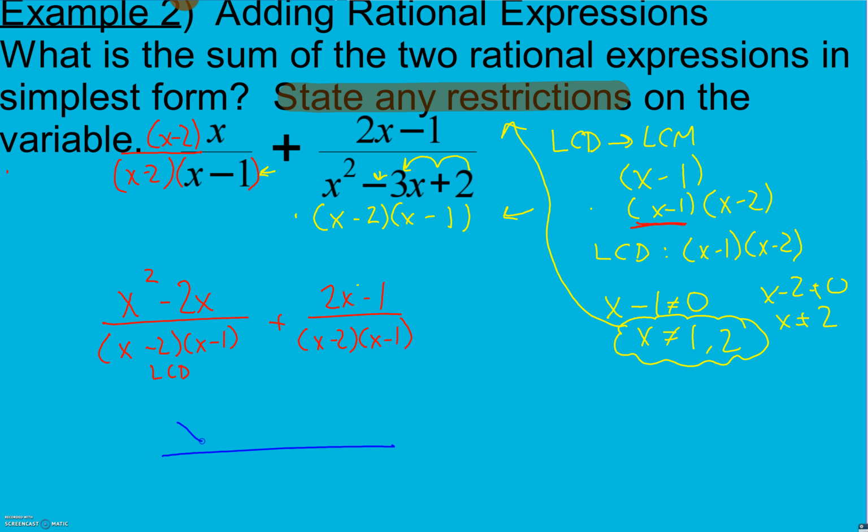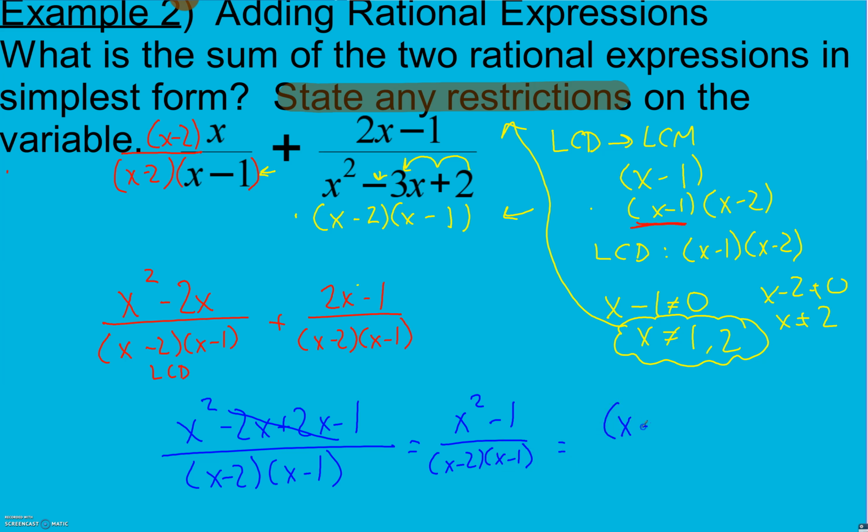Once I have a common denominator, I can add my numerators and write it over my common denominator. Again, we want this in simplest form, so go ahead and simplify your numerator. Negative 2 plus 2 is 0. And simplify again if we can. Here I have a difference of squares. X plus 1, x minus 1, over my x minus 2, x minus 1.